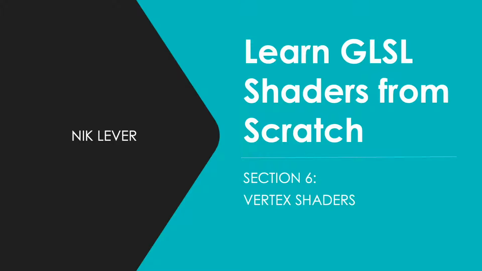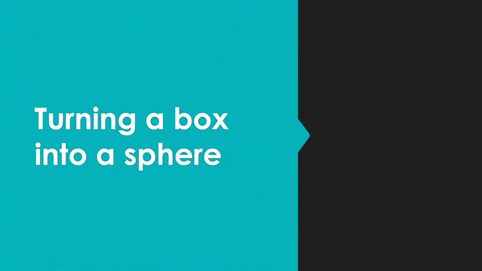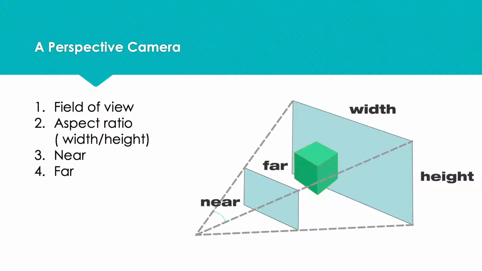Vertex shaders. Turning a box into a sphere. Working in 3D means we need to change our camera from an orthographic camera to a perspective camera. A three.js perspective camera takes four parameters.